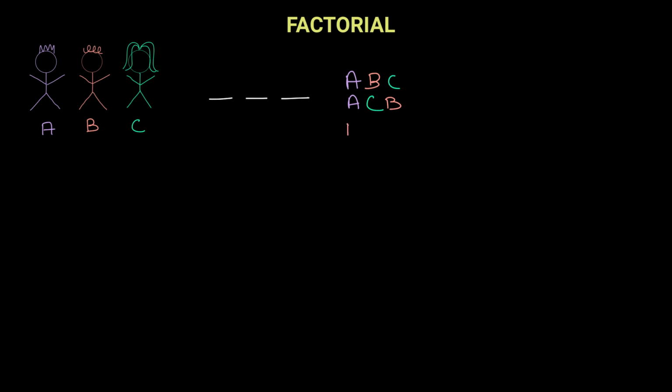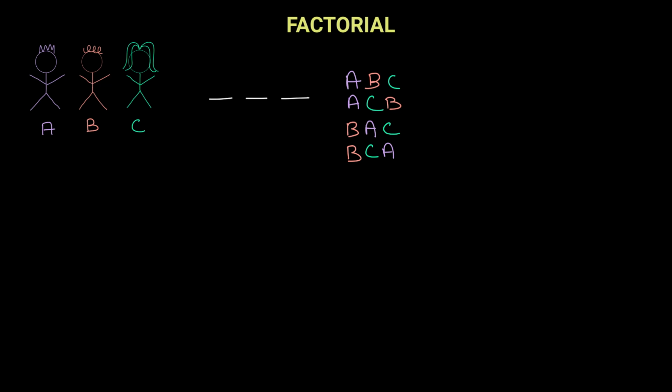We can have B standing at the beginning of the line, which can be further paired with A in the second position or C in the second position. If B, A are the first two positions of the line, that leaves us with C in the third position. And if B, C are the first two positions of the line, that leaves us with A in the third position. Once again, these are not the only possibilities.